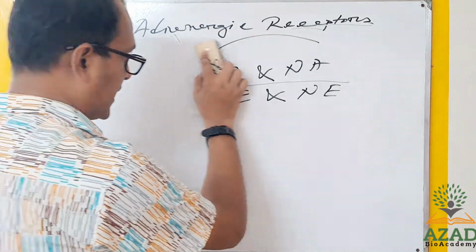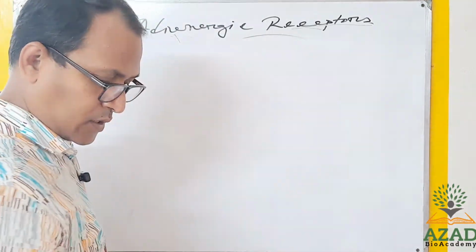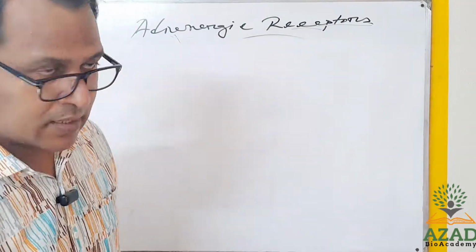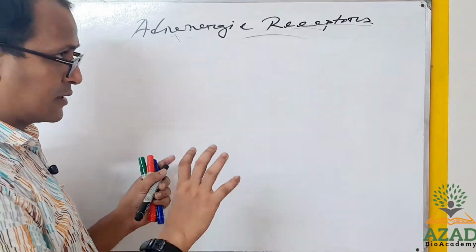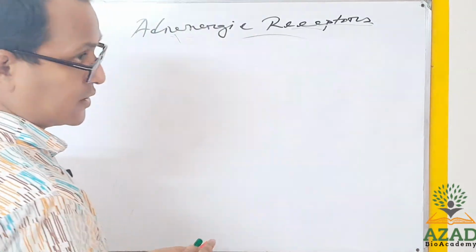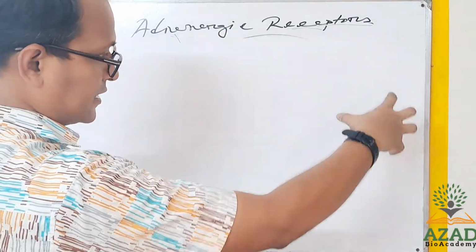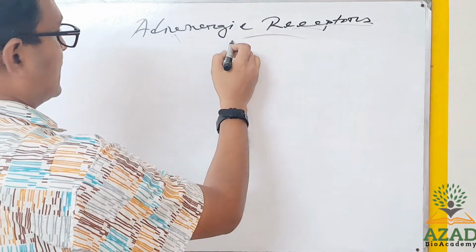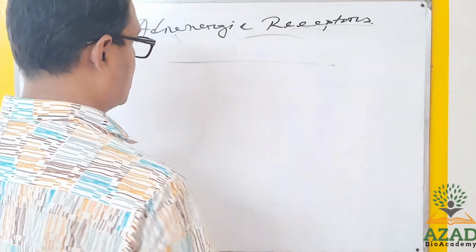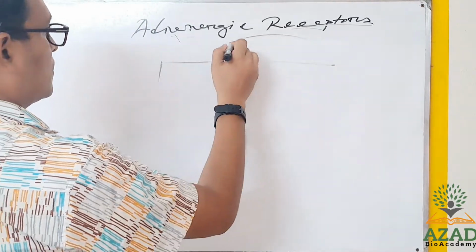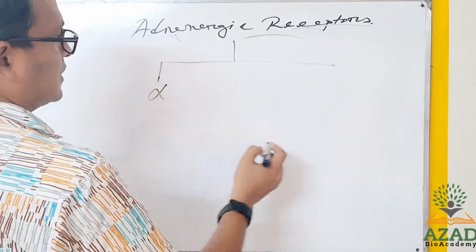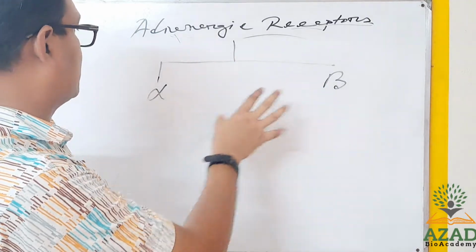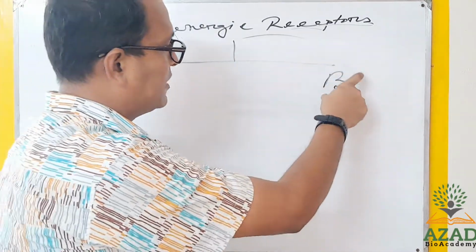Adrenergic receptors. Adrenergic receptors are basically of two types on which adrenaline and noradrenaline work. Sometimes dopamine can be considered, but we will focus on adrenaline and noradrenaline as the master molecules for adrenergic neurons, that means your sympathetic neurons. Adrenergic receptors are basically two types: one is alpha, another is beta. Alpha adrenergic receptors and beta adrenergic receptors.